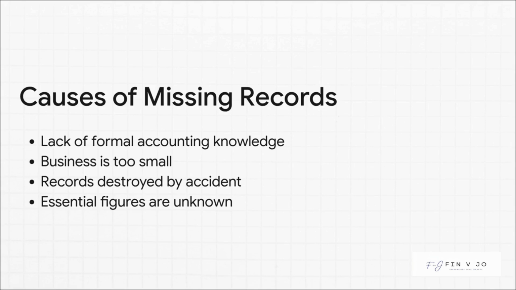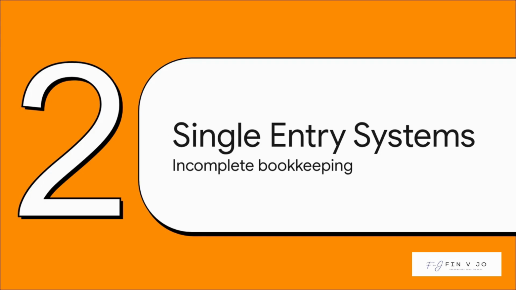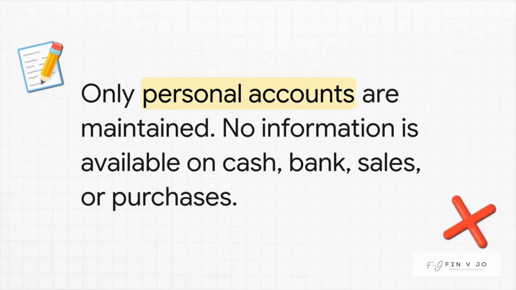Section 2. 3 single entry systems, the levels of incomplete bookkeeping. Our first level is pure single entry. Now, in this system, only personal accounts are maintained. That means absolutely zero information is available for cash, bank balances, sales, or purchases. As financial detectives, this gives us, quite literally, almost nothing to work with. Because it fails to provide even basic information regarding cash, this method basically only exists on paper. It has virtually no practical application in the real world.